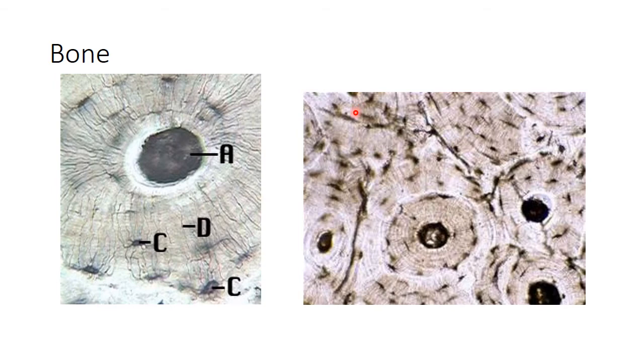What else you got? Bone. And then bone, remember, this is called the central canal. It's called the Haversian canal. Here's the bone cells. See them? They're called osteocytes. See these little channels? Don't write this down. It's called canaliculi.